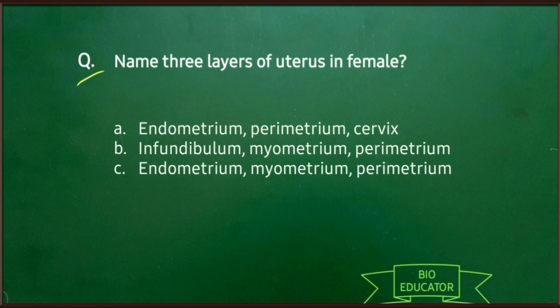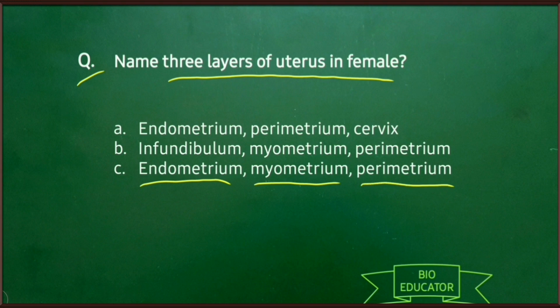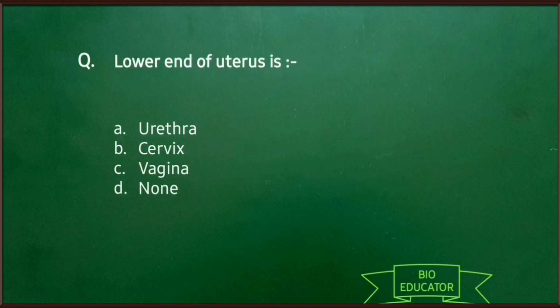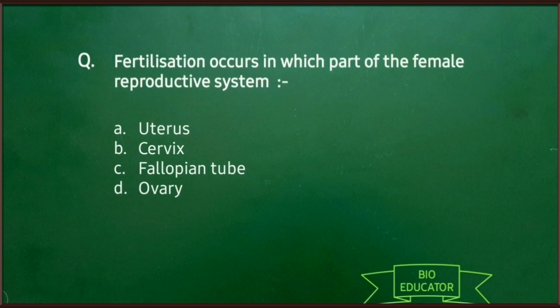Question number second. Name 3 layers of uterus in female. The 3 layers of the uterus are endometrium, myometrium and perimetrium. So C is the right answer. Question number third. Lower end of the uterus is. We know that the lower end of the uterus which opens into vagina is cervix. B is the right answer.